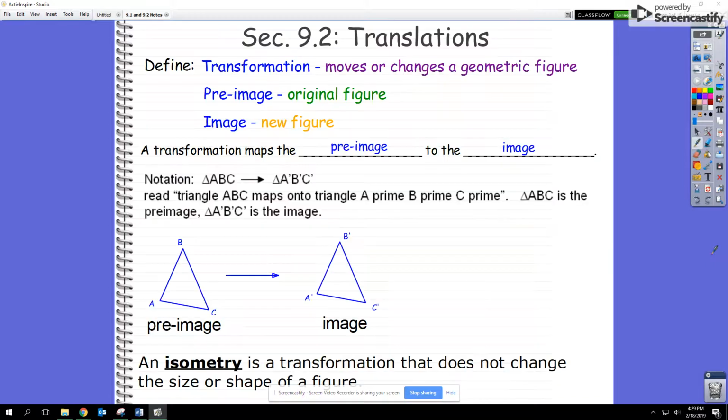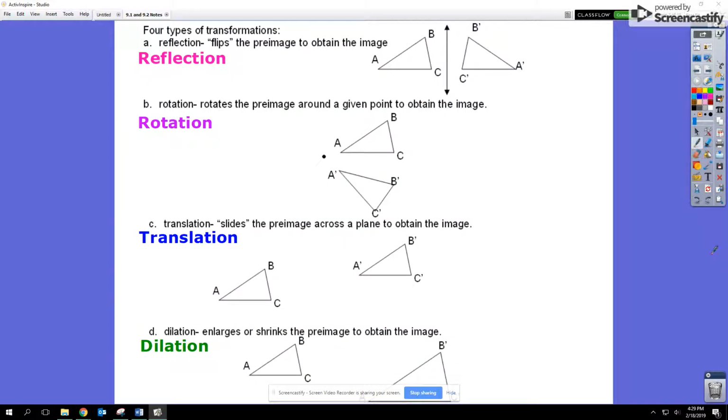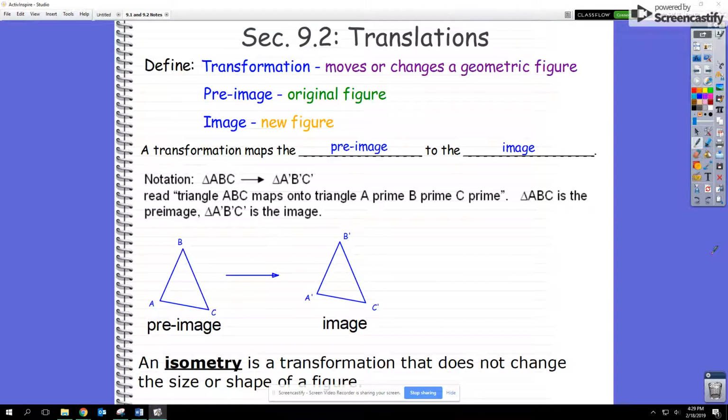Now, there are several types of transformations: reflection, rotation, translation, and dilation. All right, so what we're going to study today is the translation and the reflection. So before we go into the depths of translations, let's go back to this page here. And there's a lot of stuff on this slide here that we need to know, and I'm not going to read all of it to you.